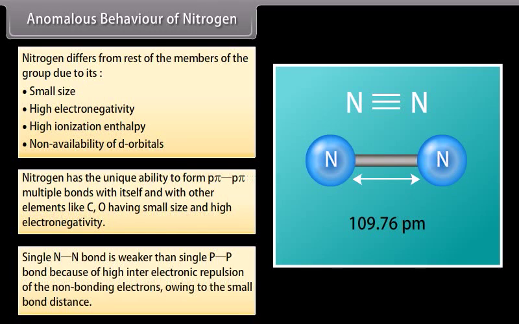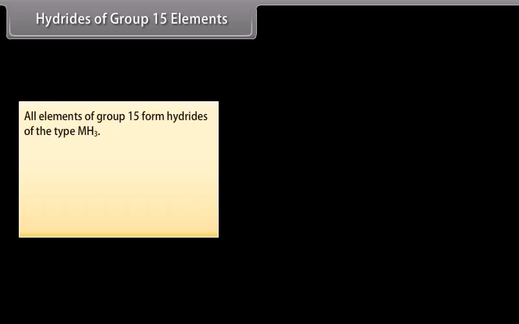A single nitrogen-nitrogen bond is weaker than a single phosphorus-phosphorus bond because of higher inter-electronic repulsion of the non-bonding electrons owing to the small bond distance. Hydrides of group 15 elements. All elements of group 15 form hydrides of the type MH3.